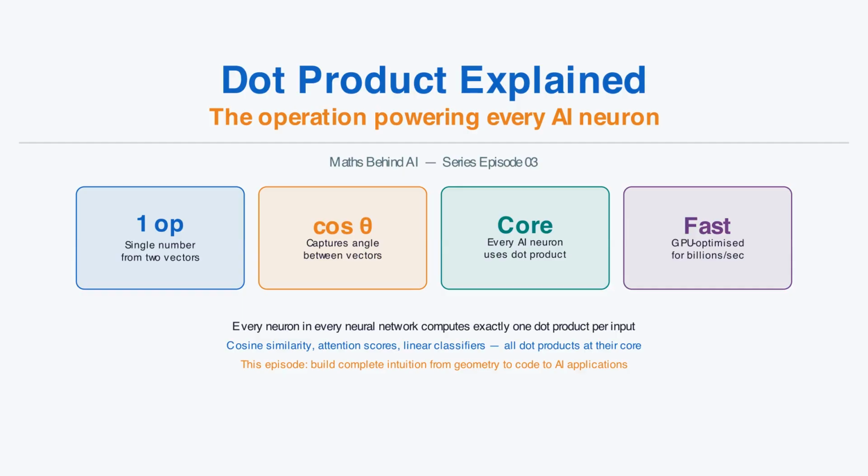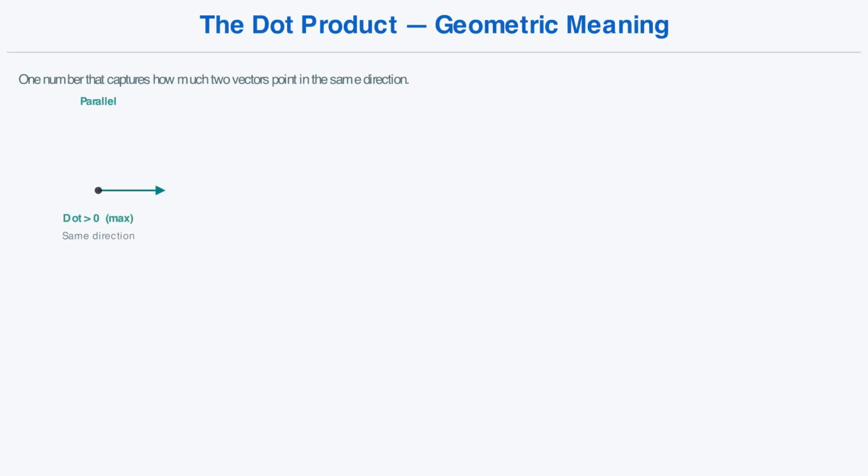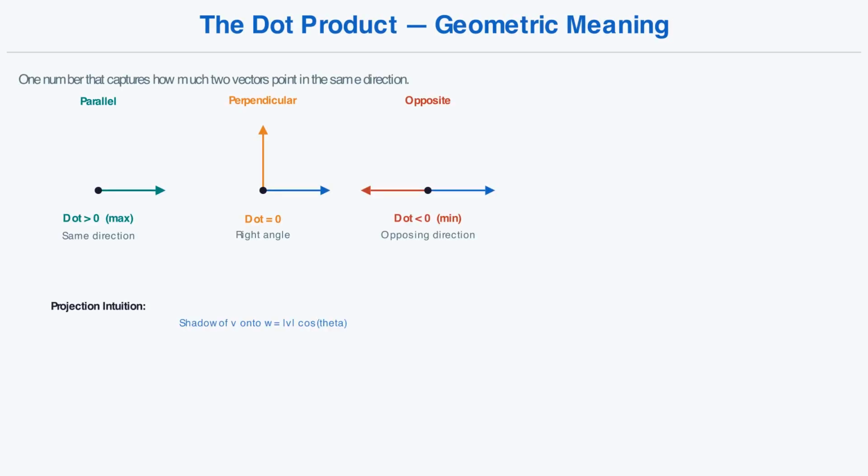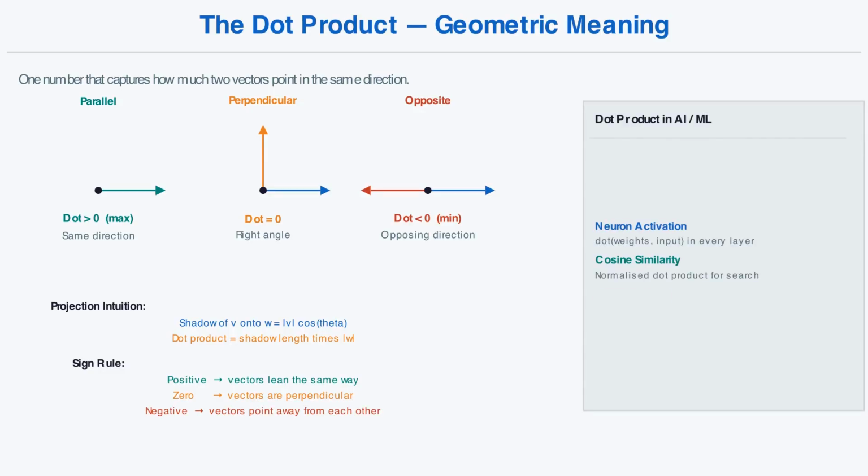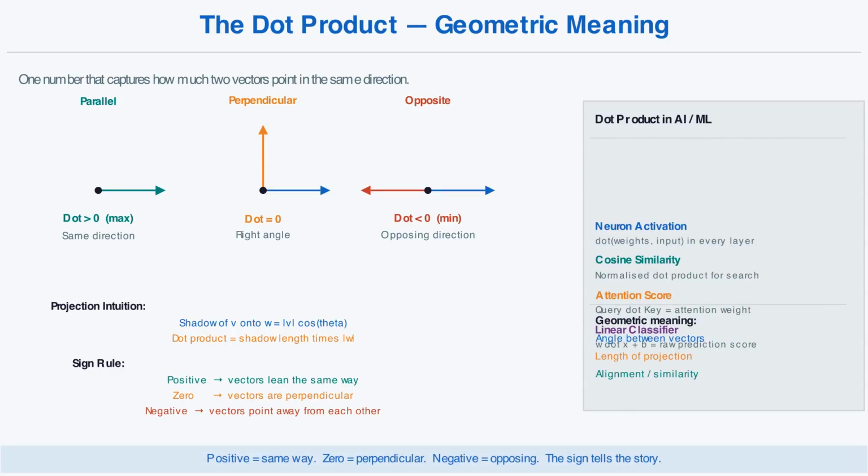Let us start. Before we write a single formula, let us understand what the dot product actually means. Imagine two arrows pointing out from the same origin. These are your two vectors. The dot product measures one thing: how much do these arrows point in the same direction? If both arrows point exactly the same way, perfectly parallel, the dot product is at its maximum positive value. The vectors are perfectly aligned.